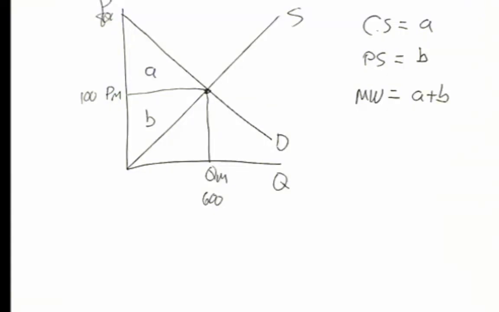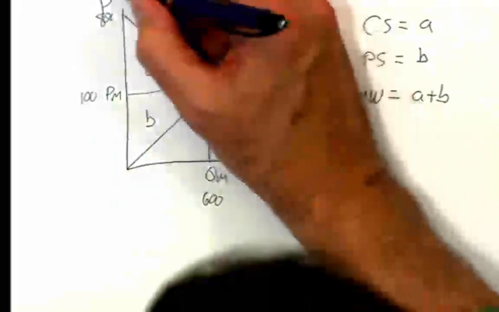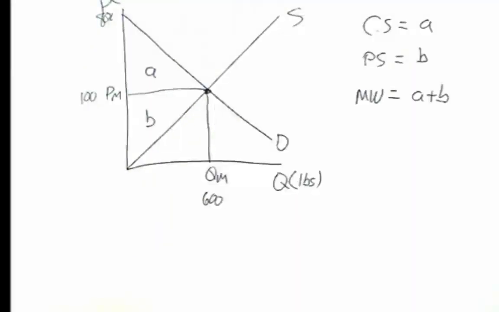Now, how do we measure surplus? What units do we measure it in? Did I mention that? It's an area on the graph, and notice that on the horizontal axis, we're measuring quantity, which has been pounds, let's say. And on the vertical axis, we're measuring prices, which are in dollars per pound, let's say. Then an area on the graph is like an area of any rectangular shape, right? Would be dollars per pound times pounds. Multiply those together, what do we end up with? Dollars. We end up with dollars. So consumer surplus is measured in dollars.